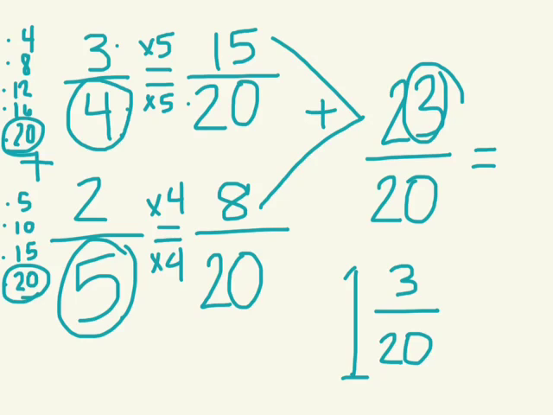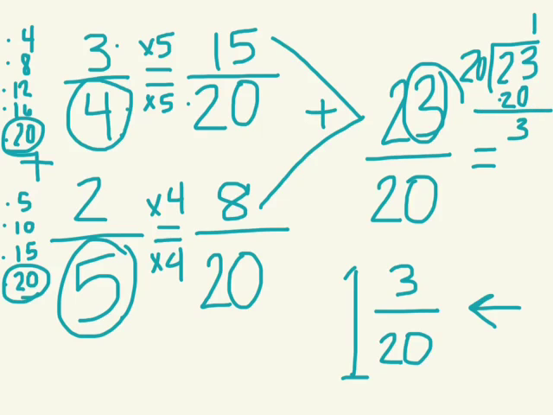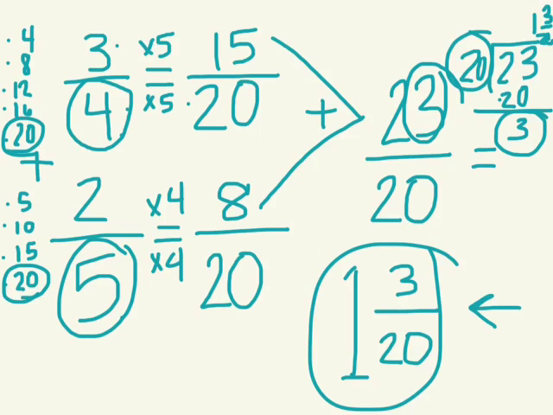The other way I could have found this mixed number is by doing 23 divided by 20. Goes in one time. And then my remainder is 3. So I made one whole, and my remainder is 3 over 20. 1 and 3/20 is my answer. Is that what you got?